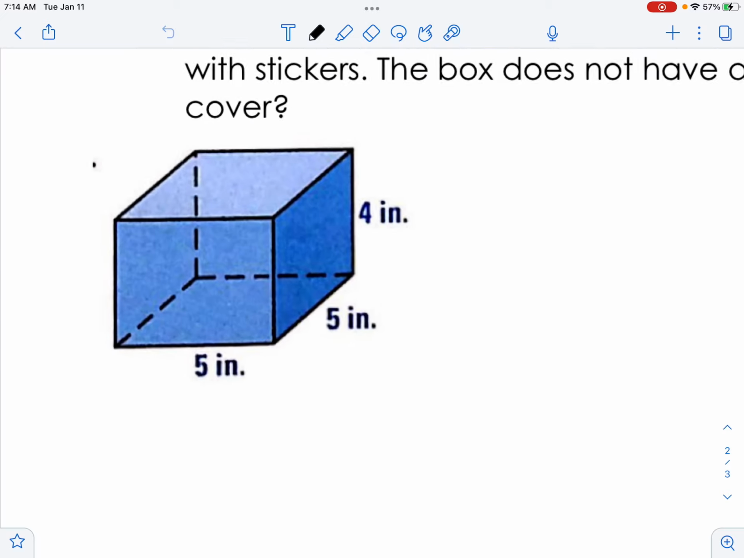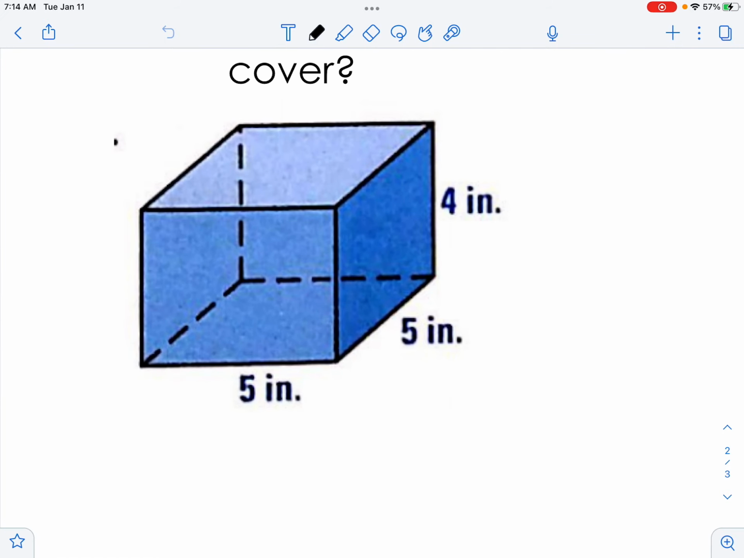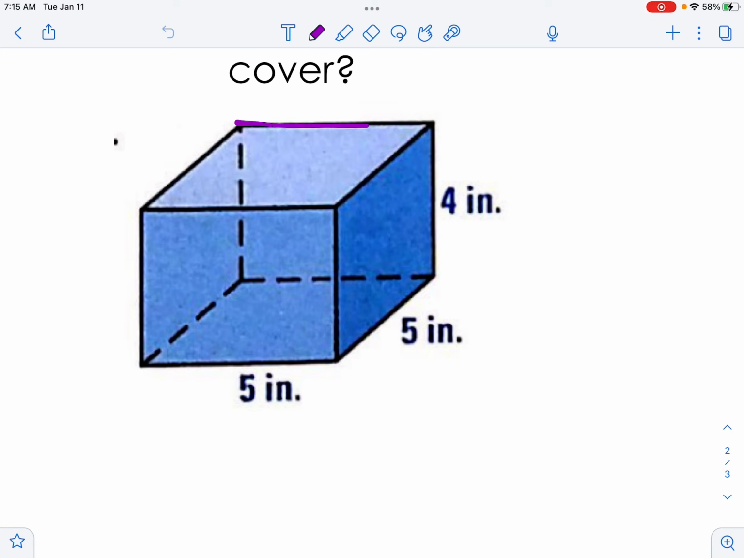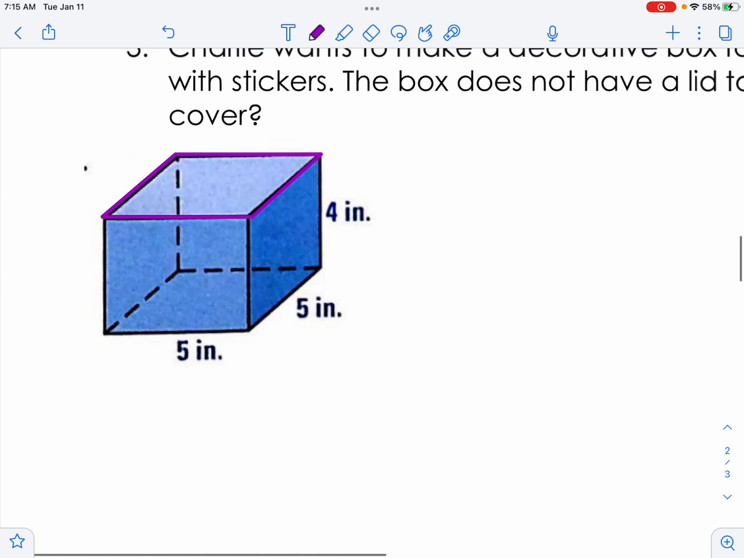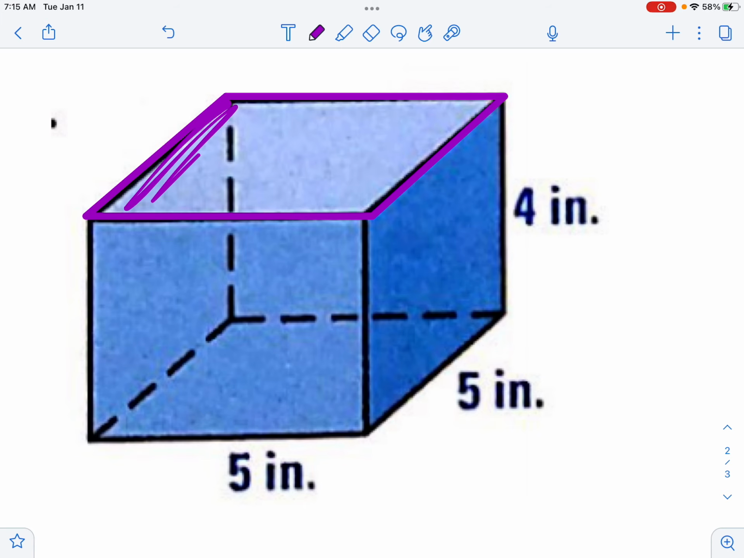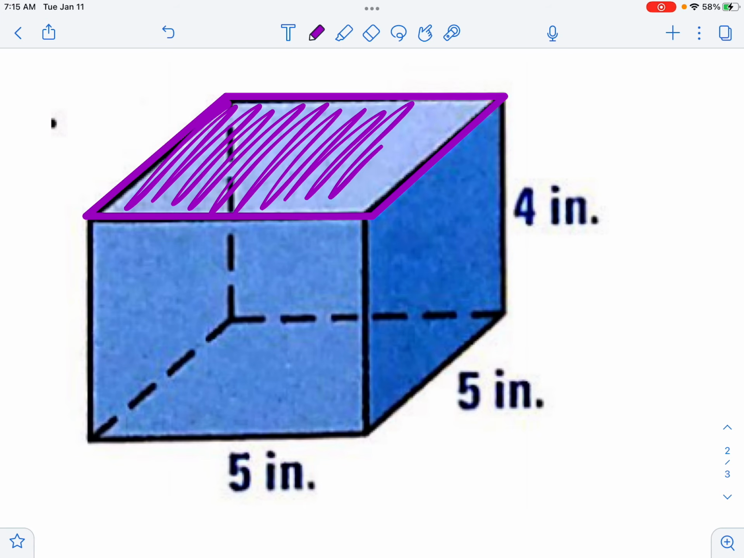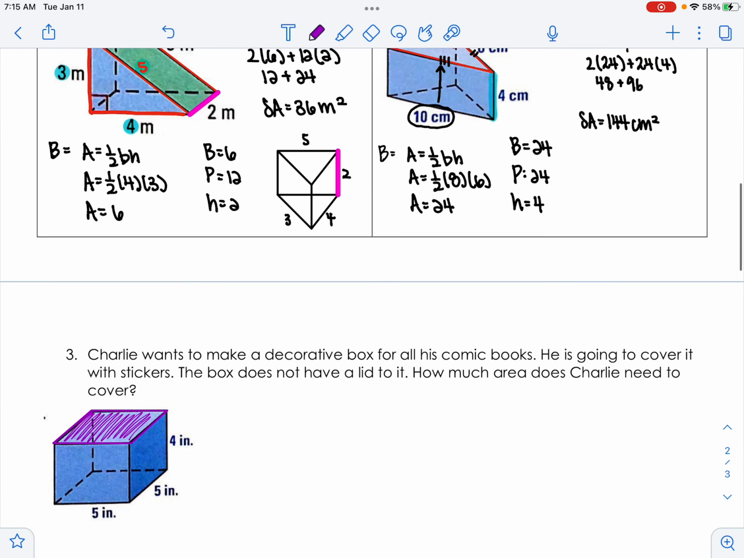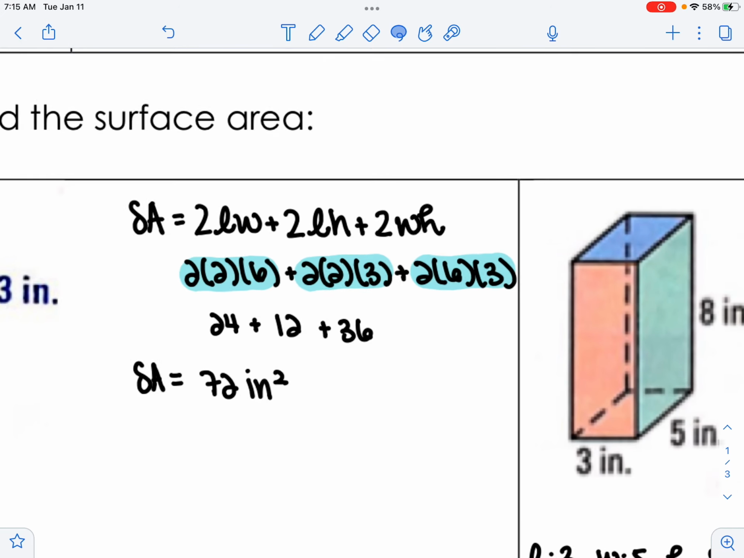All right, so here's what's going on. We're going to cover this box right here, okay? But the problem is that this side up here, I'm going to highlight it in purple, this top right here doesn't need covered, okay? So here's the process that we're going to take. We're going to go ahead and find the surface area of the full box, and then from there, we're going to find the area of just this top right here, and then we're going to subtract it, okay?